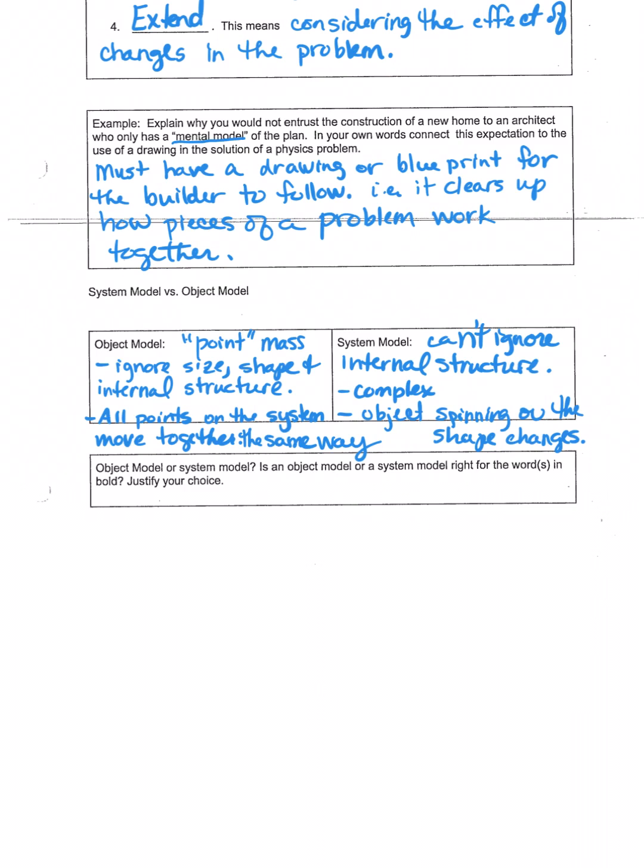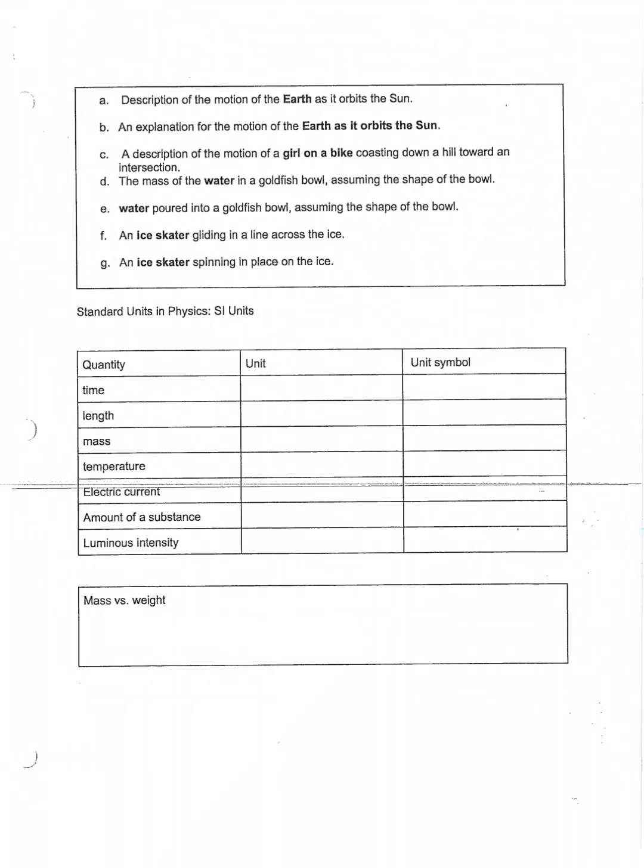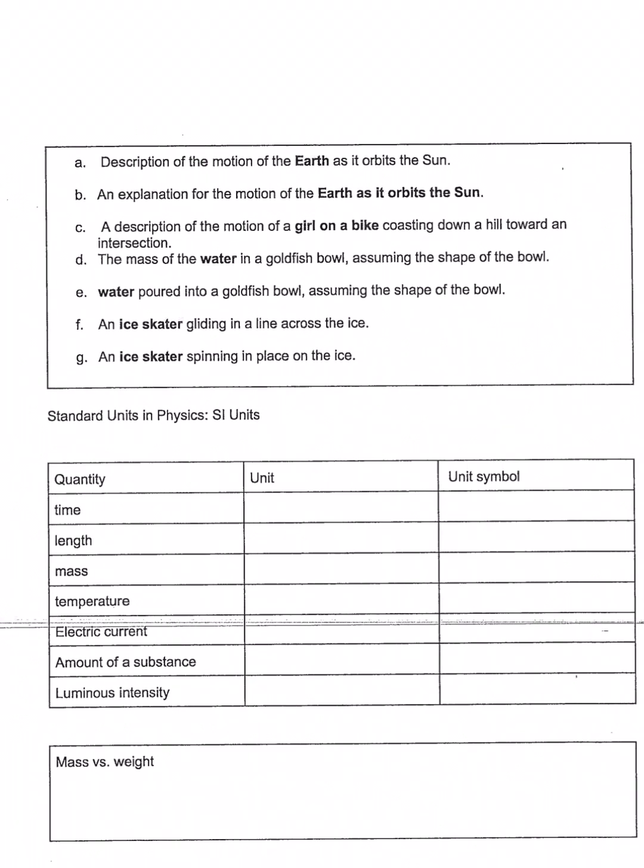So now it says object model or system model. Is an object model or system model right for the words in bold? Justify your choice. All right, the description of the motion of the Earth, just the Earth. Well, if you think of the Earth does spin, but all of the points on the Earth spin the exact same way, at the exact same time. So guess what? This is an object system. An explanation for the motion of the Earth as it orbits the sun. Well, the sun sits still and the Earth moves, so they're not moving all at the same time. So this is a case where it's a little more complex. In other words, something is spinning around something else. So this is a system.